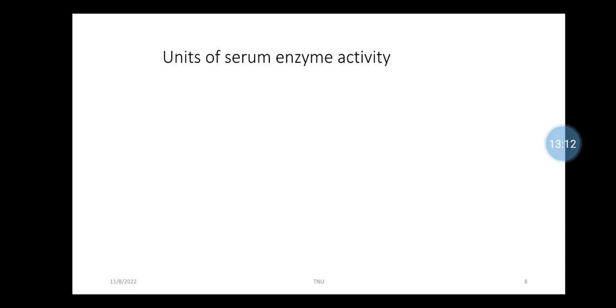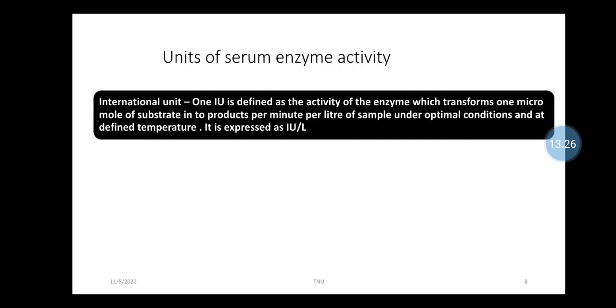When we measure the enzymes in the serum, there are some units in which we have to express the enzymes. Two units are basically considered. One is the international unit, which is defined as the activity of the enzyme which transforms 1 micromole of the substrate into product per minute per liter of the sample under optimal conditions at a defined temperature, and it is expressed as IU per liter, meaning in 1 minute.